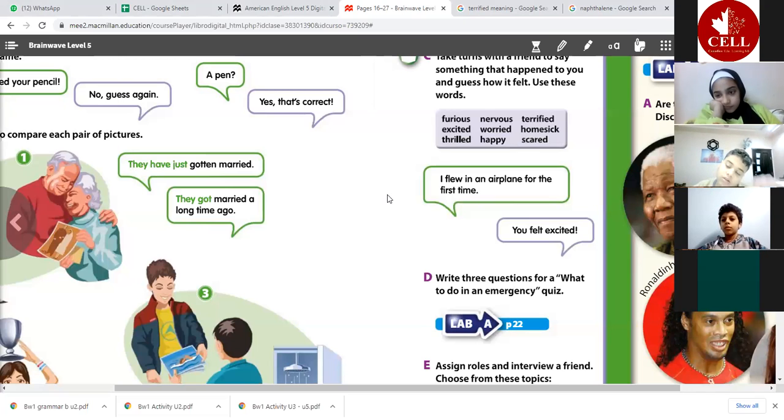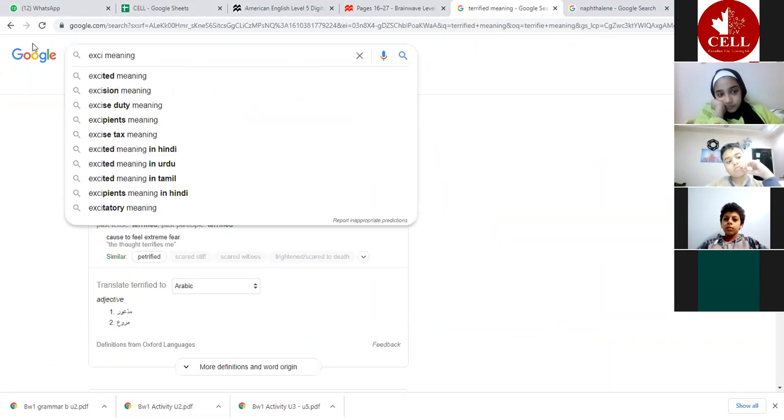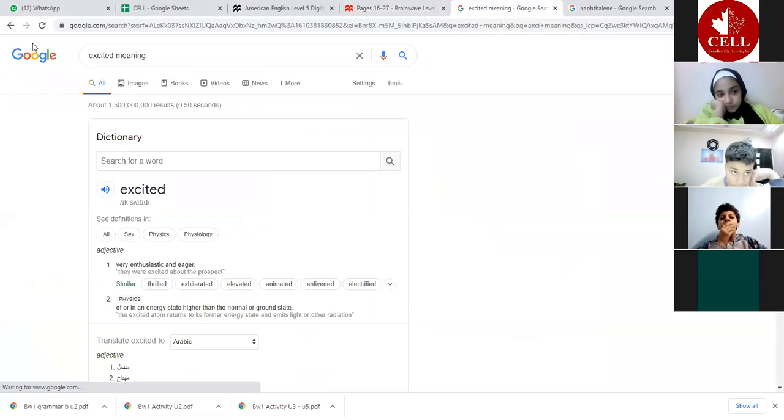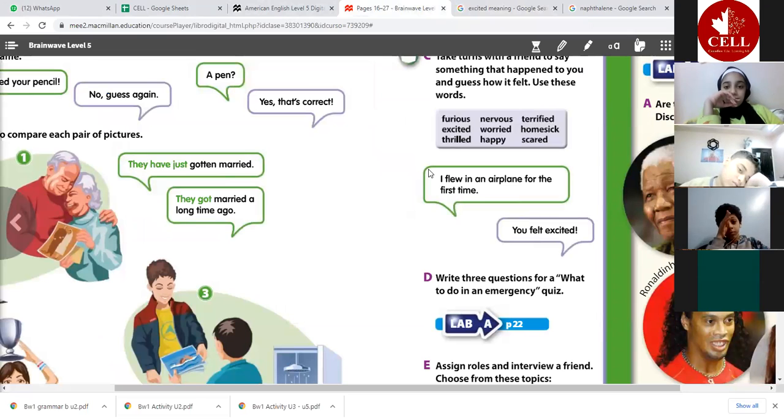Excited. Everyone knows the meaning of excited? Yes, everyone knows the meaning of excited. Let's see the definition of excited. It means very enthusiastic or eager. Okay, they were excited about the prospect. Let's see next one.